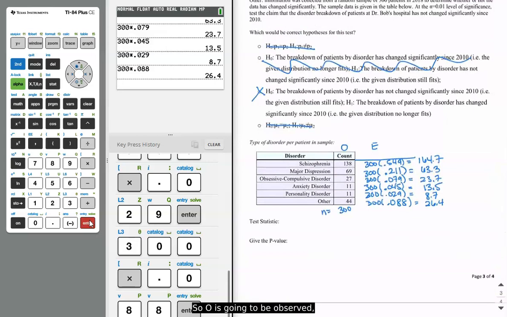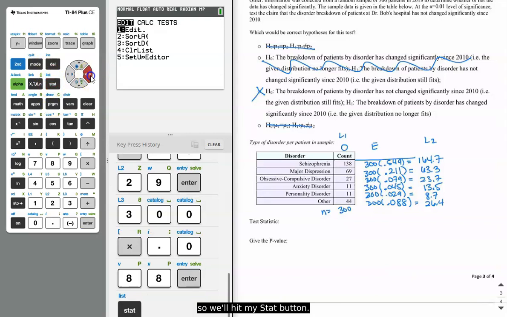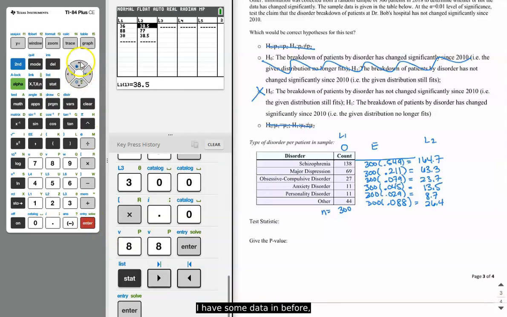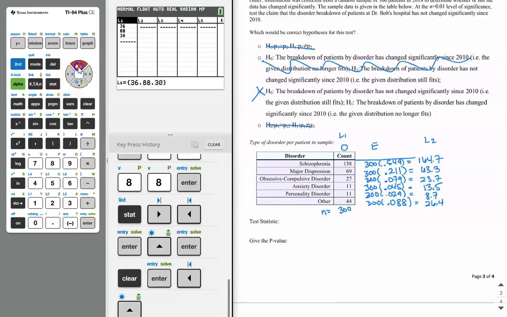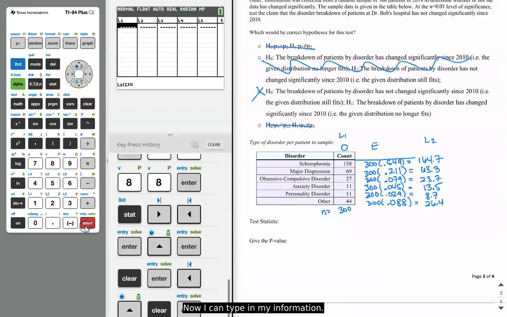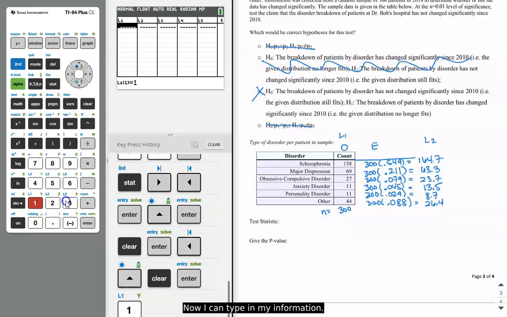So O is going to be observed, which will be in L1, and expected will be in L2. So I'm ready to type this in my calculator. We'll hit my stat button, go over to edit and hit enter. I have some data in before, so we'll just clear this out quick. Clear it. So now I can type in my information.